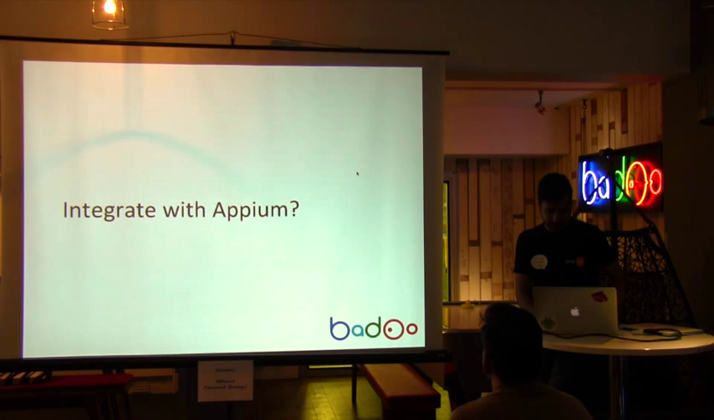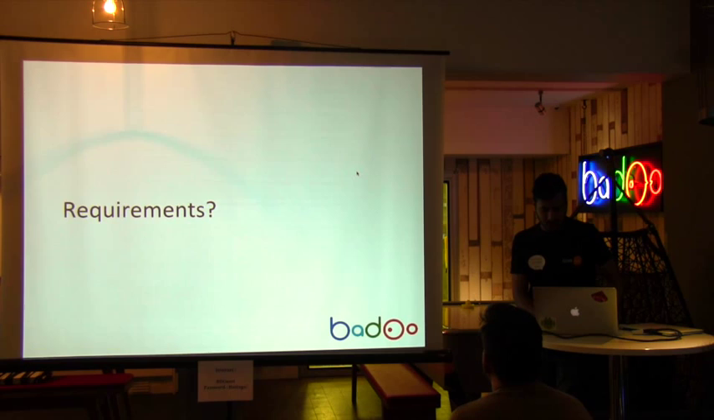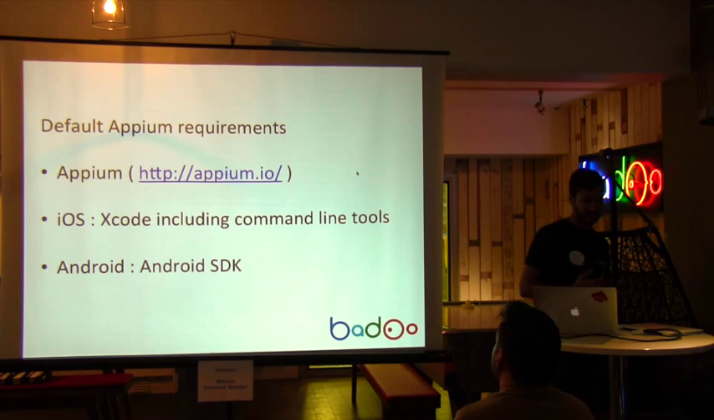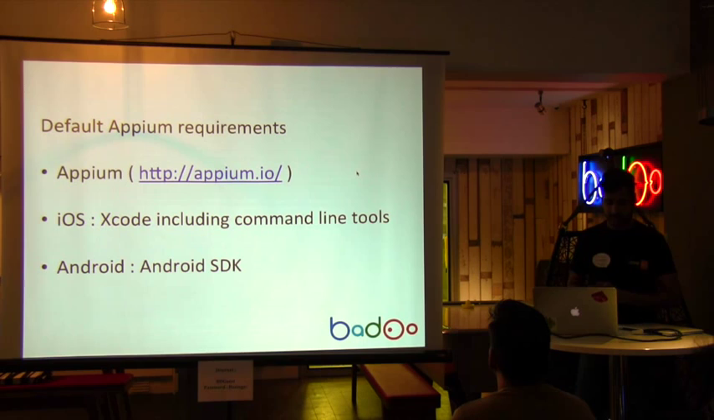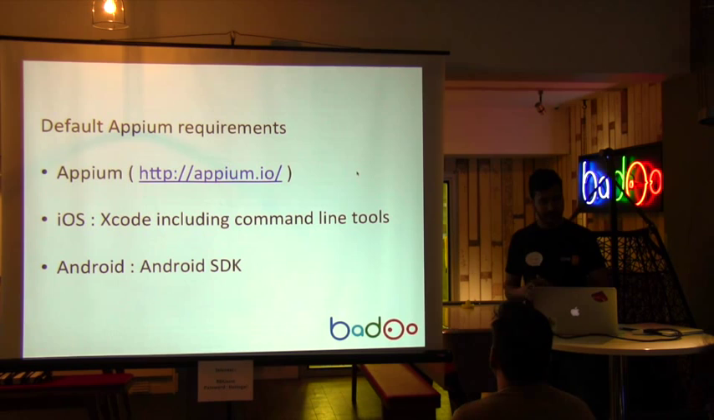The first thing is the requirements. I'm not going to talk about the requirements from the beginning because we already covered the basic setting up of the Appium requirements for Android and iOS platforms in our previous talks. You need to install Appium, of course, and you need Xcode with command line tools for iOS and the Android SDK, and you need to make your devices debuggable to run the automation test cases.